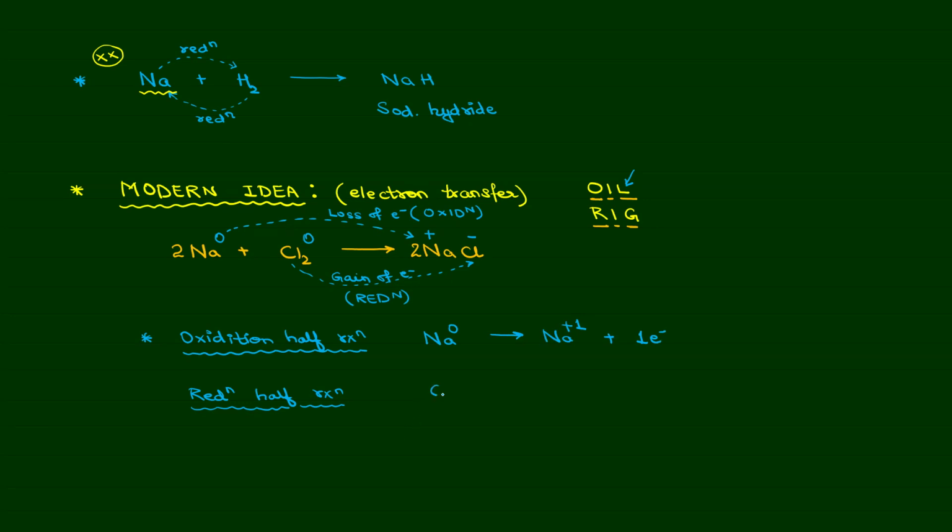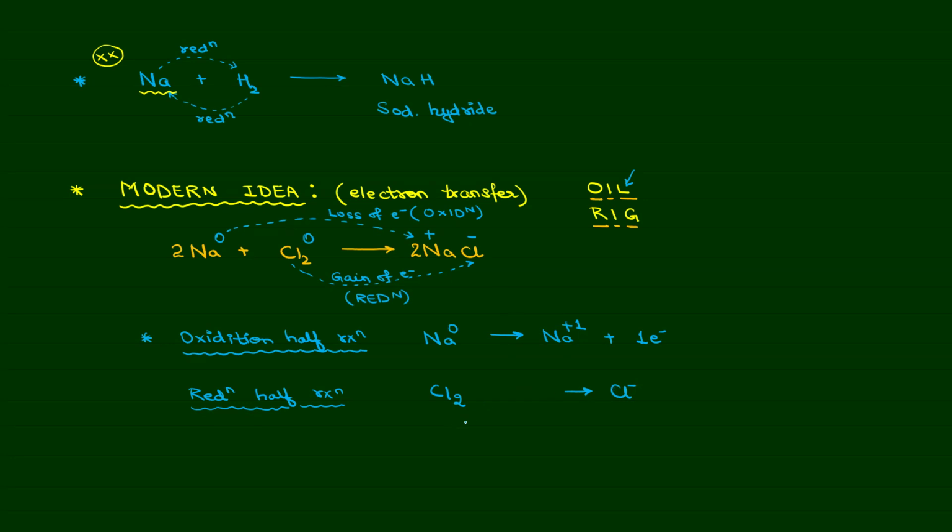On the other hand, we have chlorine existing as a diatomic molecule, Cl2. It is changing to Cl minus by gaining how many electrons? Now, when I talk about chlorine on the right hand side, there is only one chlorine. So one chlorine would gain one electron to form one Cl minus.